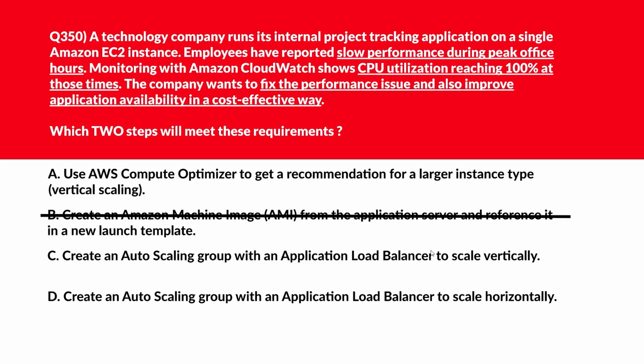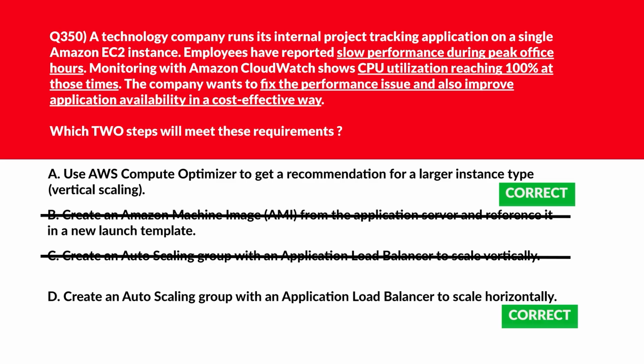Option C, auto scaling with vertical scaling is invalid since scaling groups work with multiple instances, not a single larger one. Option D, auto scaling with load balancer distributes traffic across multiple instances, improving availability and performance. Looks good. Option A and D are the correct answers.